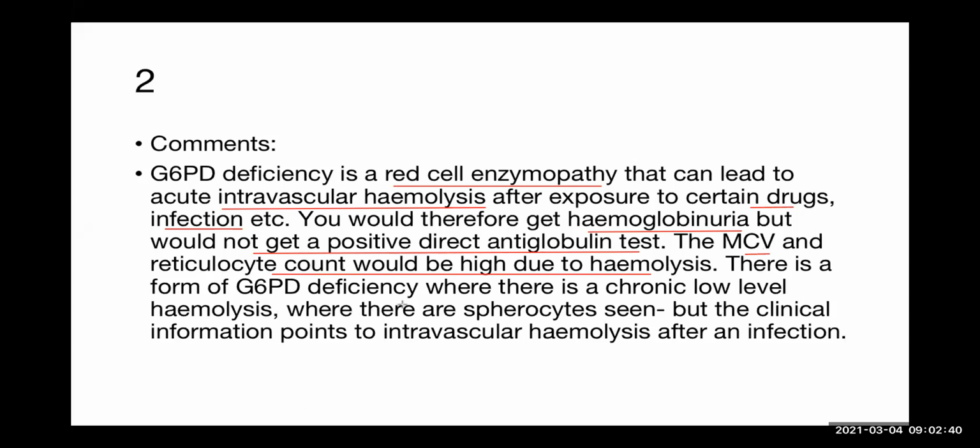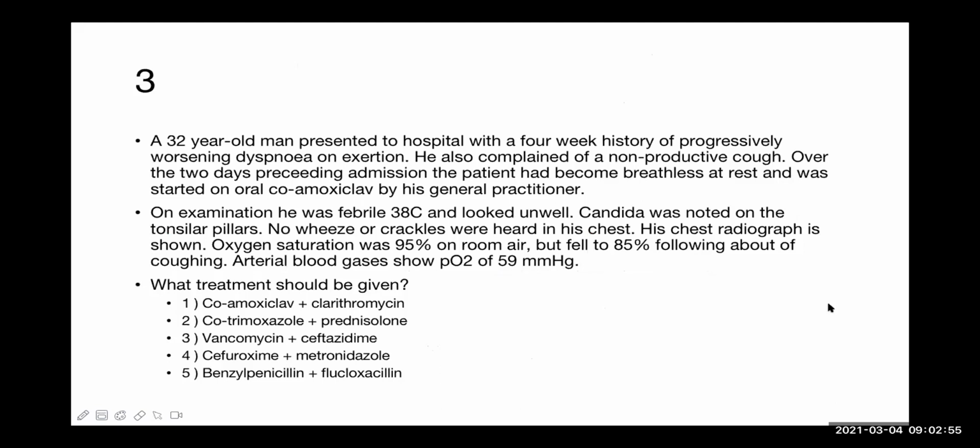There is a form of G6PD deficiency where there is a chronic low level hemolysis where spherocytes are seen, but the clinical information points to intravascular hemolysis after an infection. So it is not an obvious choice here. Let's move on. So all of you, please pay attention. We are talking about number 3 now.